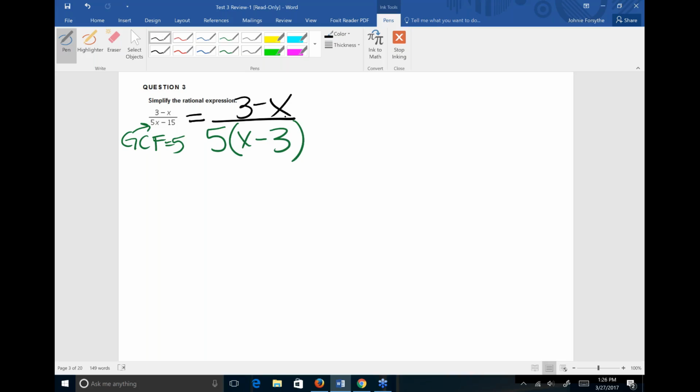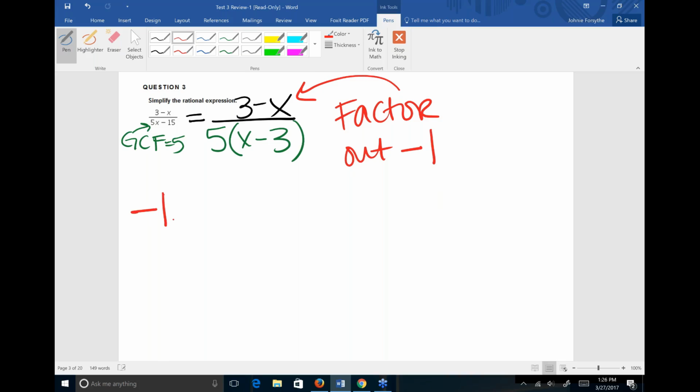If you look at it, we almost have something to cancel out. It's close. We have an x here and an x up there and a 3 up here and a negative 3 down here. But right now, we can't cancel anything out. So in this situation, we want to factor out negative 1 from the top, or just a negative, either way. Let's factor out negative 1 at the top.